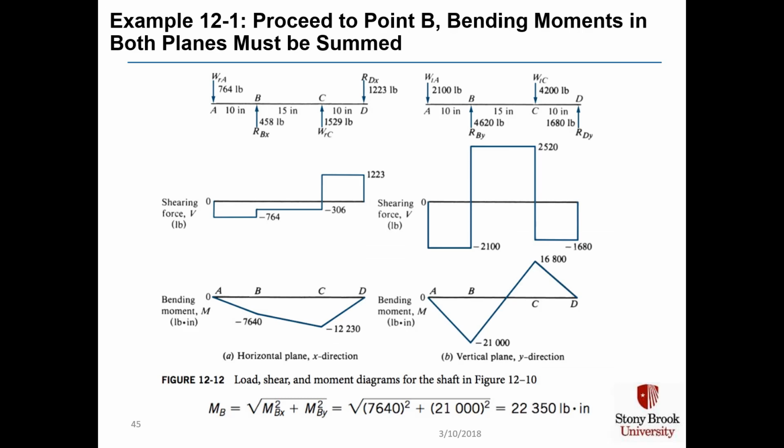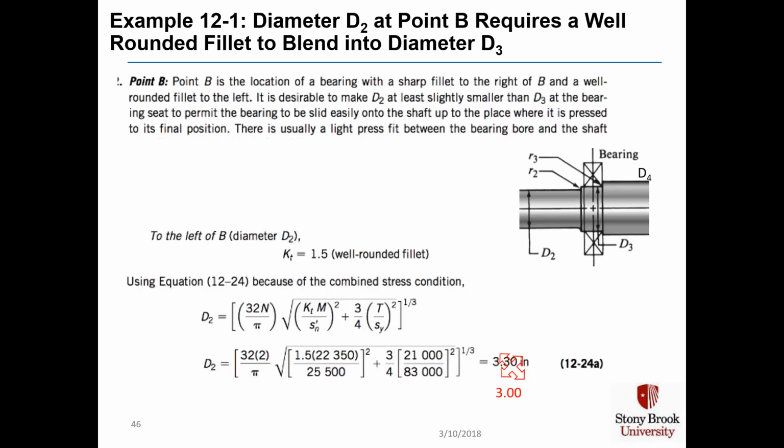We proceed to point B, where the bending moments in both planes must be summed. The bending moment in the horizontal direction at B is minus 7,640 pound-inches. It's minus 21,000 pound-inches in the vertical plane. And we sum the squares of those two moments to get 22,350 pound-inches being the resultant moment at B.